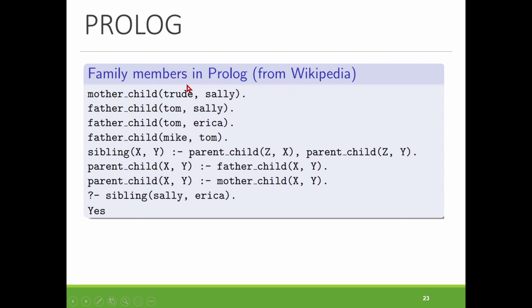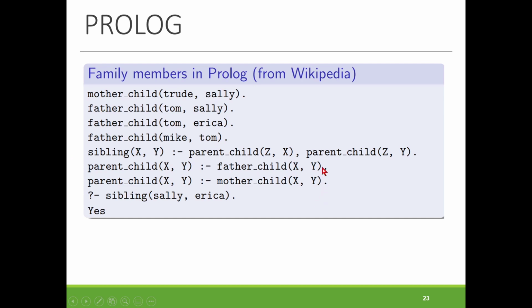And so we see some different lines here. The first 4 lines are declaring direct information. They're saying that Trudy is the mother of Sally. Saying that Tom is the father of Sally. Tom is the father of Erica. Mike is the father of Tom. And then we declare some logical rules.